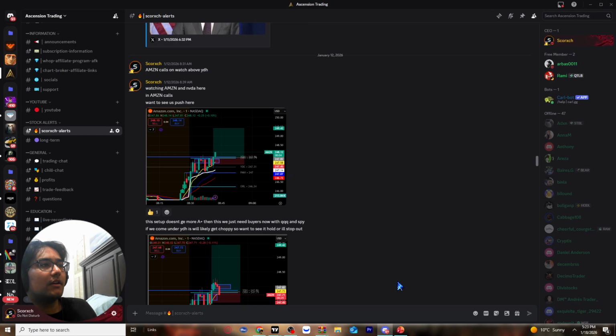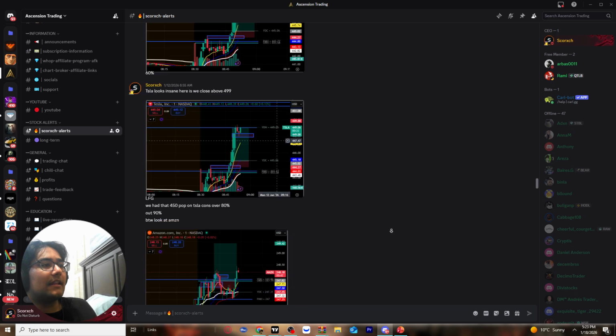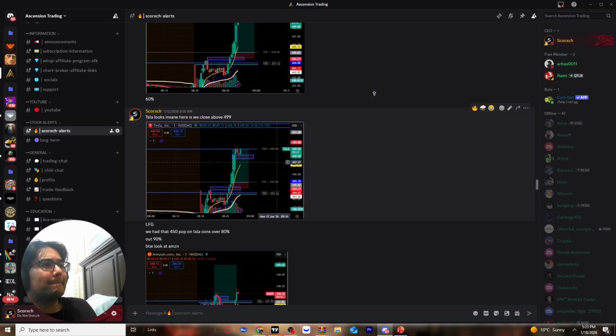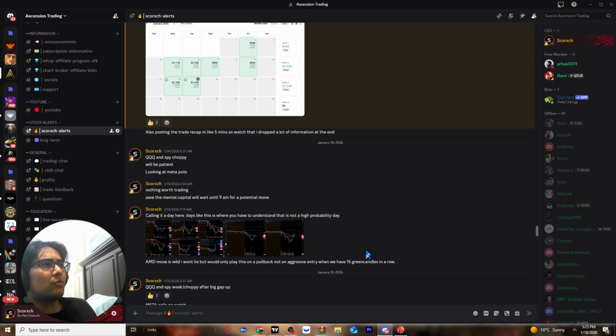The 14th. So where is that? Perfect, so this is the 14th. QQQ and SPY choppy, right? Literally, as I said, QQQ and SPY is choppy. And if no tech name shows relative strength or relative weakness, then there's no trade to take. There's no market. There's no opportunity in the market for that day. Simple as that, right? We'll be patient looking at META puts.